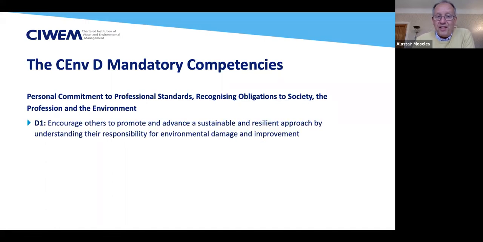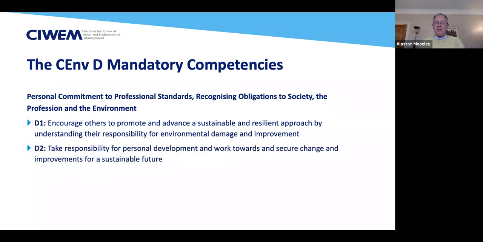So D1 is about encouraging others to promote and advance a sustainable and resilient approach by understanding their responsibility for environmental damage and improvement. So that can actually link quite nicely back to our A1, actually. There's things in there that map across to A1. So it's understanding your wider responsibilities, and then how do you encourage other people to listen to you and adopt better sustainable practices. D2, taking responsibility for personal development. So this is about your CPD really, and working towards and securing change and improvements for a sustainable future. So this is, if you like, CPD mapped to sustainability. That's what we're trying to achieve here.